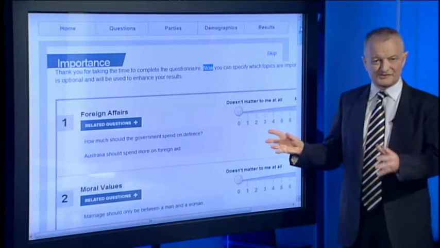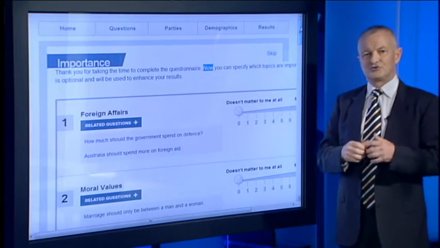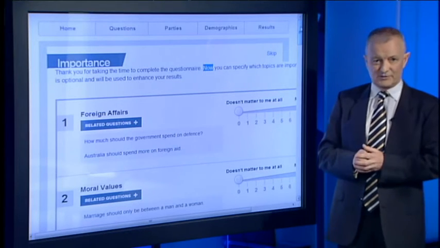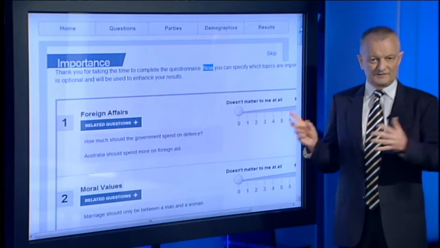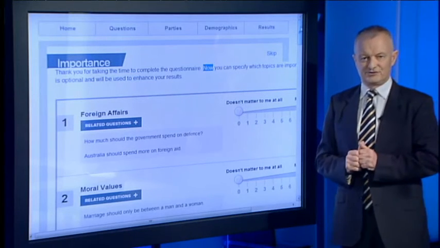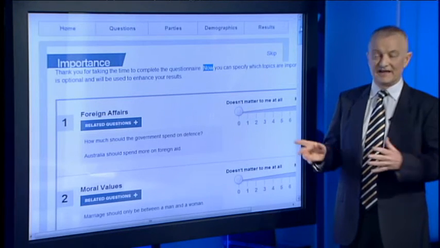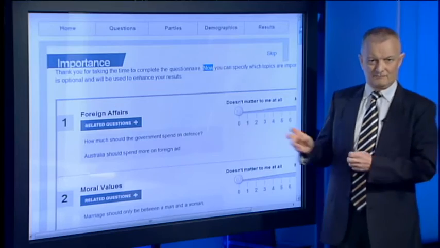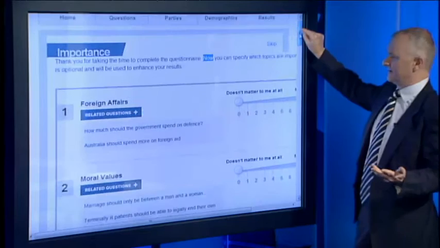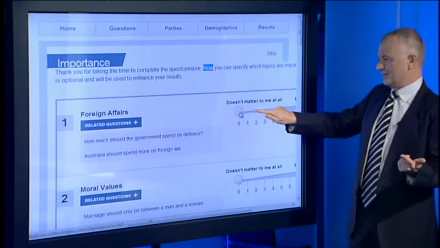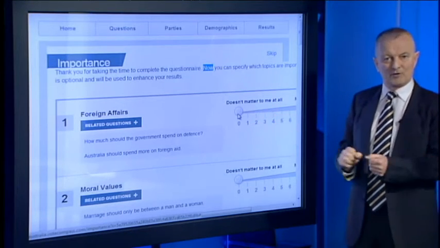Having gone through all those questions, you come to the importance page, and at this point you state which policy areas you're really interested in. You don't have to answer these, but if you're particularly interested in the economy or asylum seekers or the environment, this is where you rate that as the important issue for you. And then when you go on to the final stage where it compares your policy positions to the parties, it takes this importance rating into account. They're all on this page here. There are a whole different range of areas, and you just select whether foreign affairs matters to you, and it rates that as an important policy issue to you.